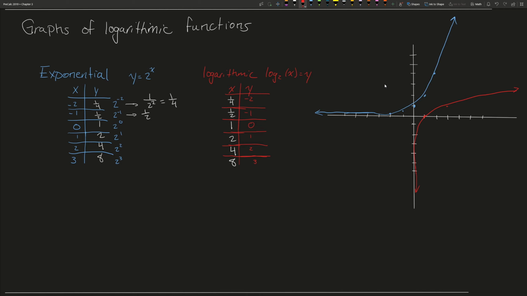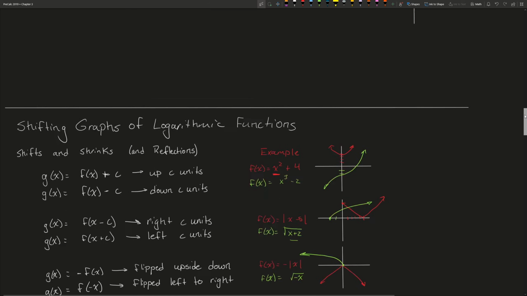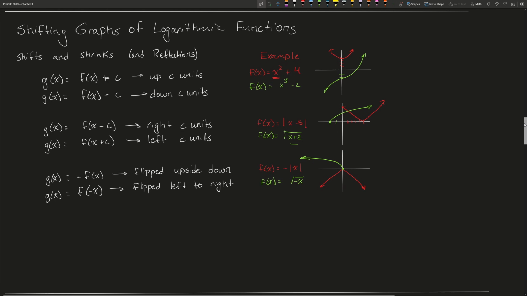Now what we need to know for logarithmic functions, as well as exponential functions, is that the rules of transformation still apply, and that these are the general shapes of each of those graphs. As a reference to the rules of transformations, this is directly from our notes from chapter 1.